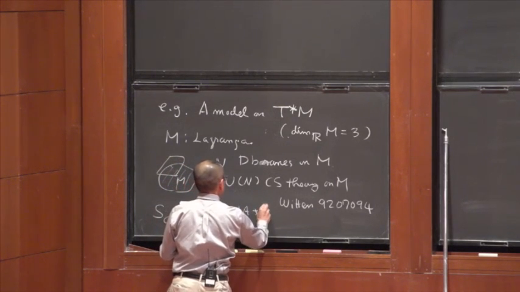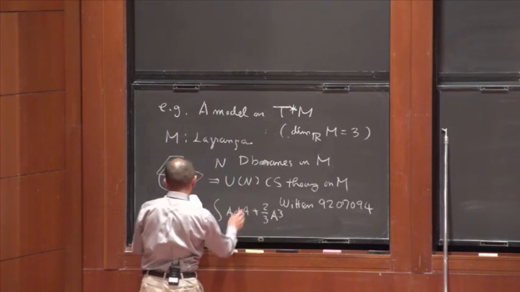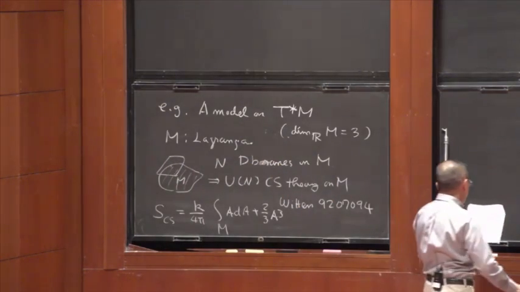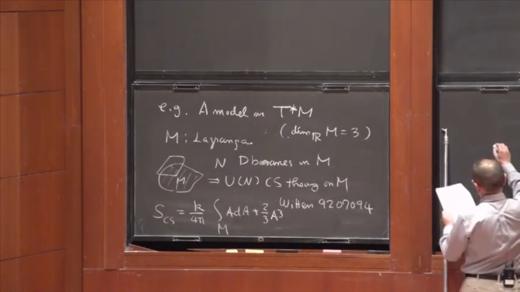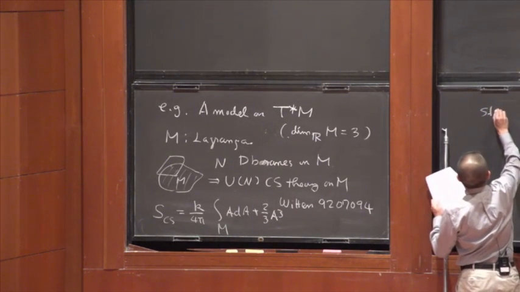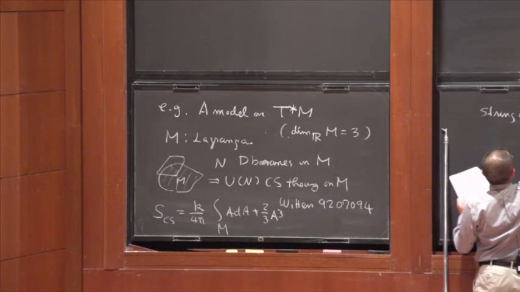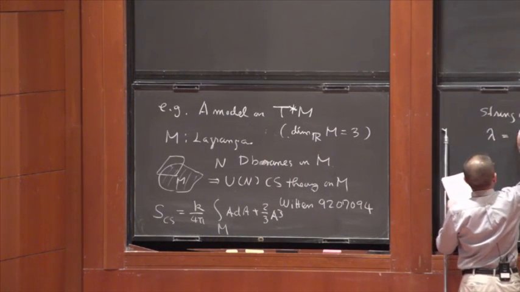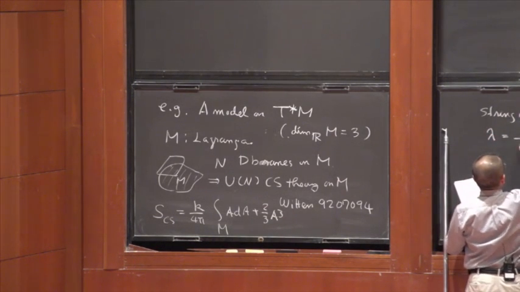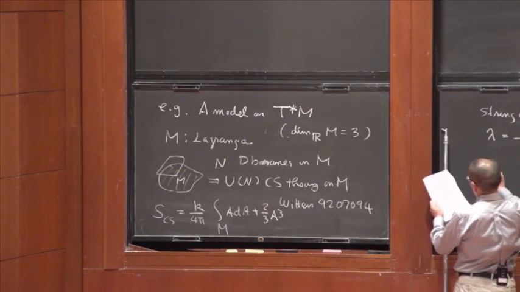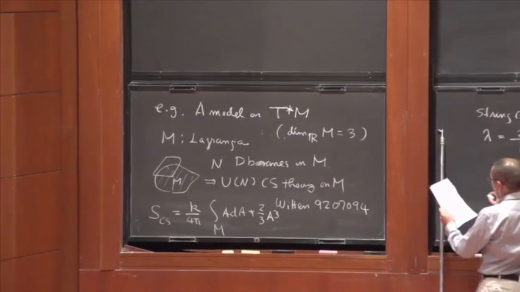A dA plus 2/3 A cubed. Okay, so I have to tell you that here the string coupling constant, which I'm going to denote by lambda, is given by 2 pi i over k plus N. So the string coupling constant is pure imaginary. Okay? So then also one should be able to expand.